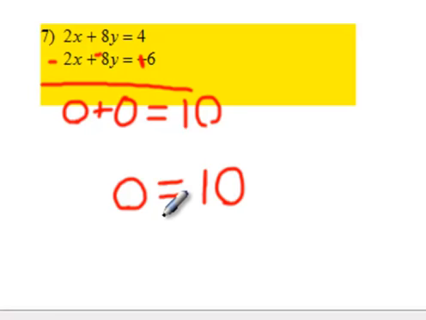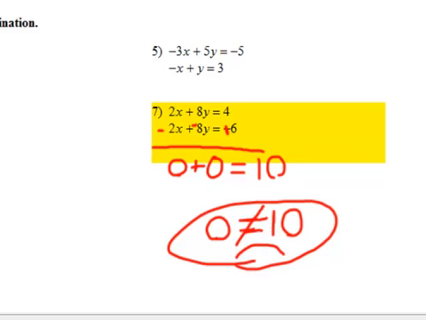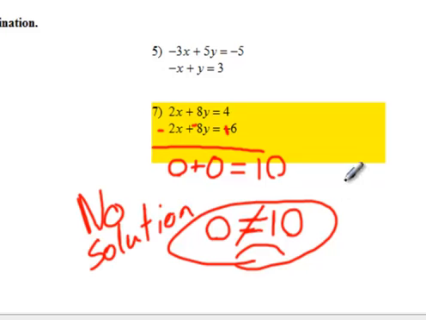Well, that's not true. 0 is not equal to 10. So therefore, I get this not equal to. It's like a nonsensical answer. So that doesn't work. So therefore, what's the answer to this? And it's no solution.